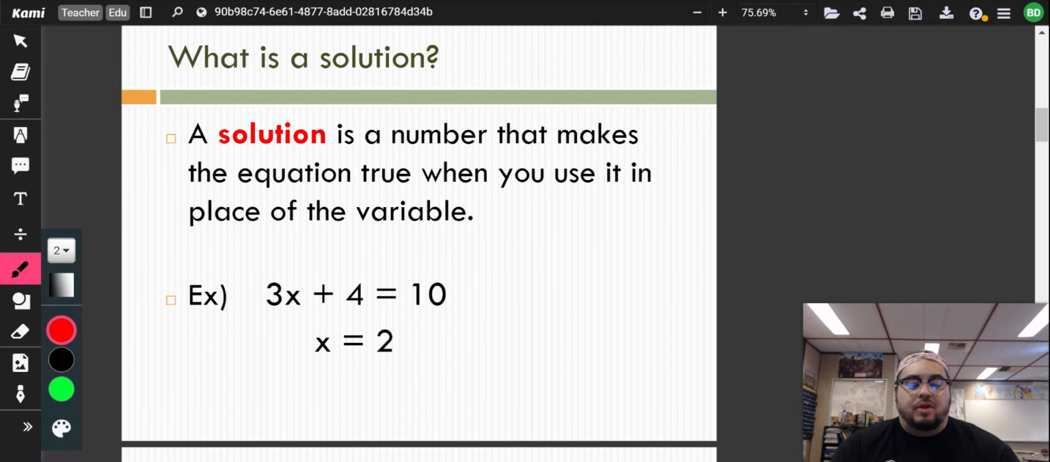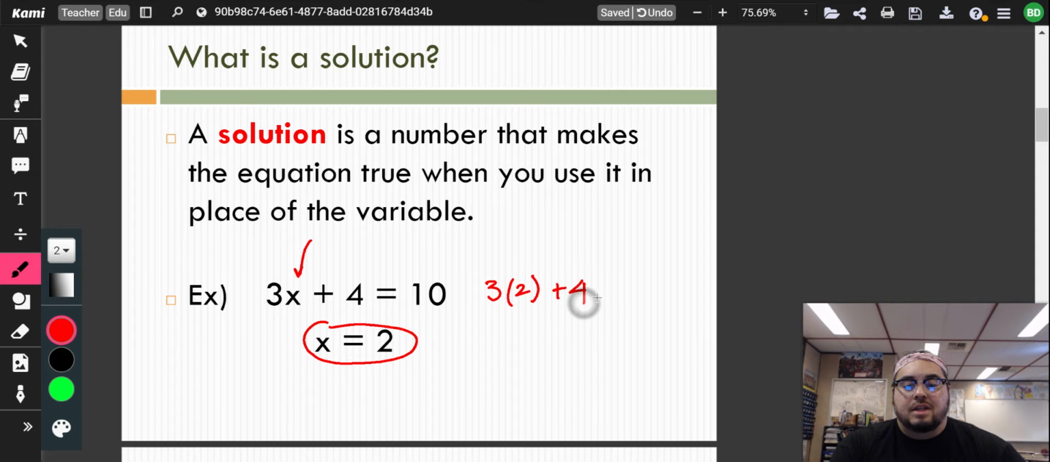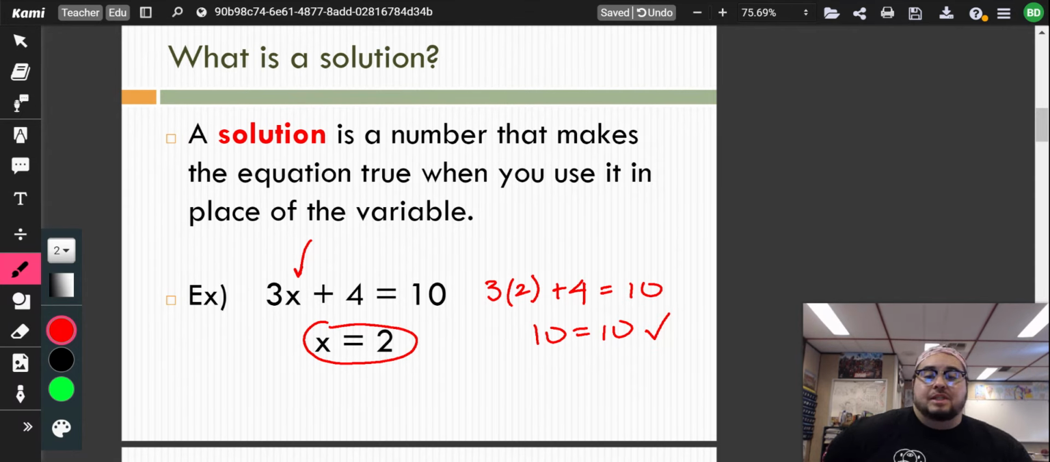So for example, on this example right here, if I'm telling you x equals 2, then that means I can substitute that value in for x into the original equation, and I would get 3 times 2 plus 4. Does that equal 10? 3 times 2 is 6, plus 4 does equal 10. And so this works out. And that's exactly what I want. When I'm looking for a value of x to be the solution to the equation, I'm looking for the number that I can plug in to make the original equation true.